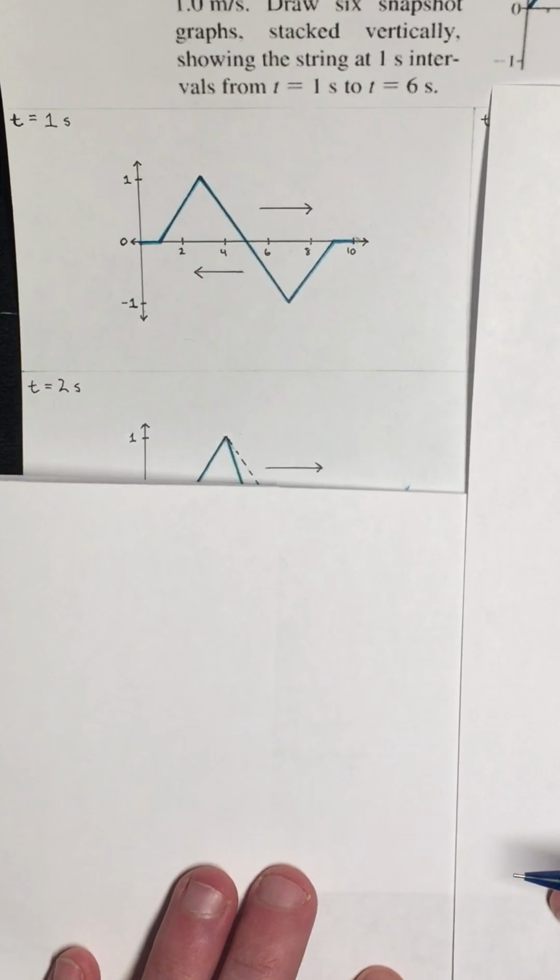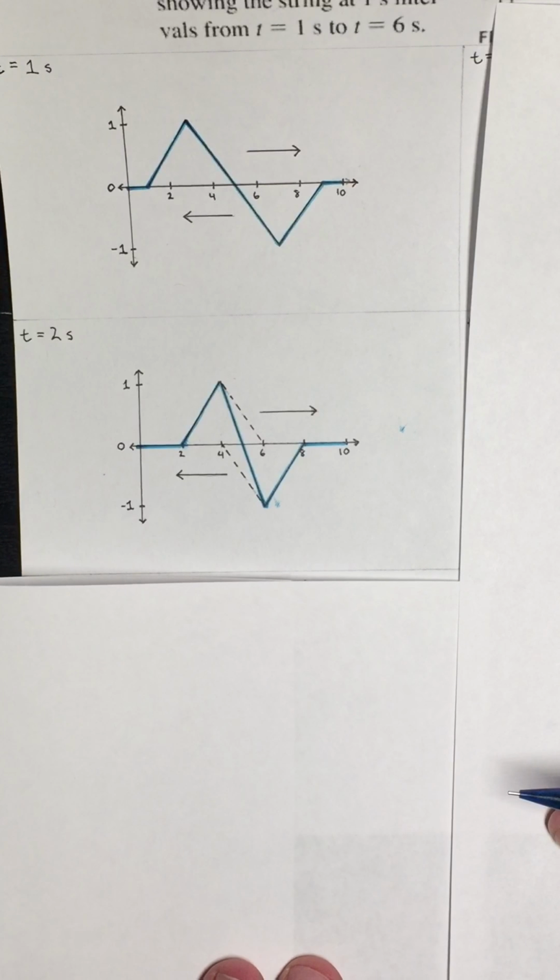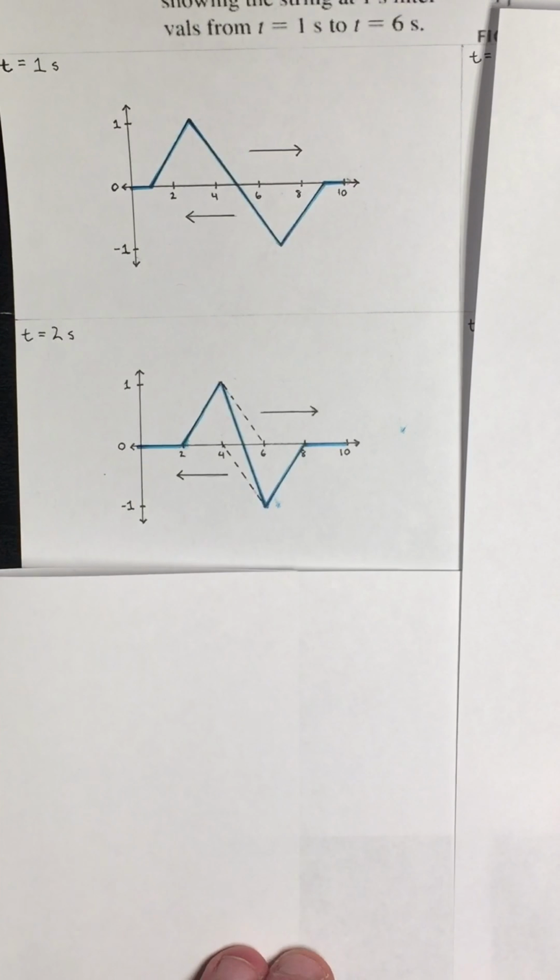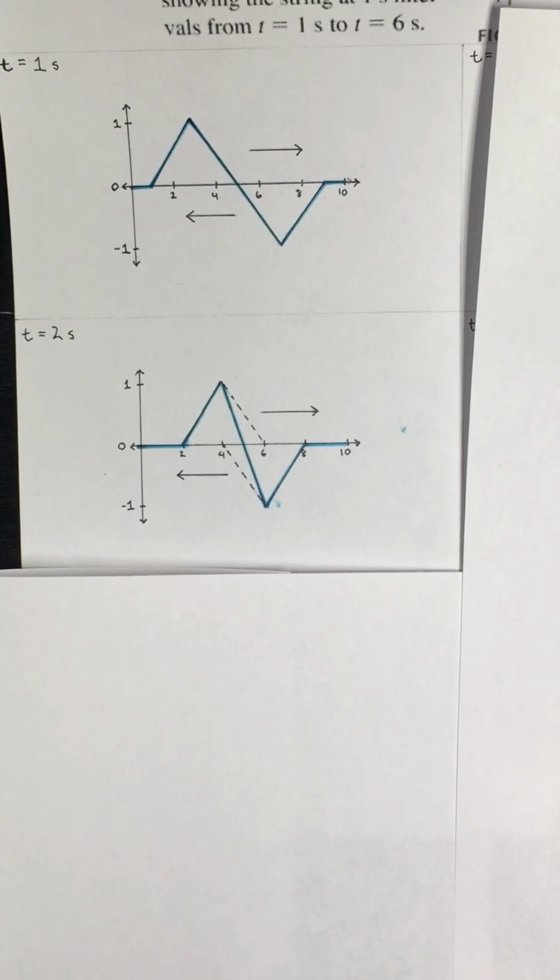So for time equals 2 seconds, the waves have moved up 1 meter more. The dashed line indicates the individual shape of the original wave. The blue line that I've highlighted is the shape of the string.